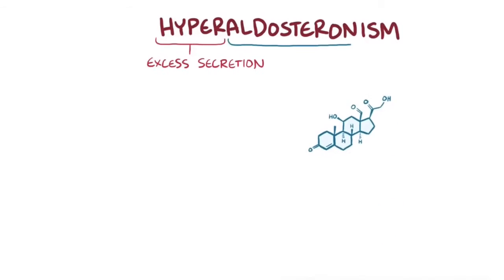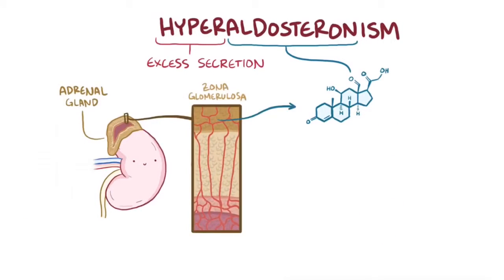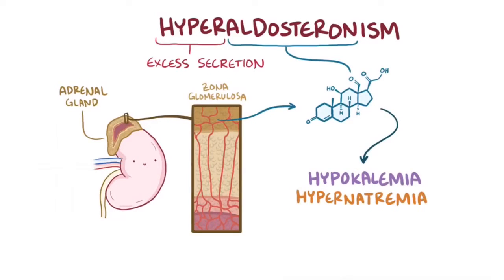Alright, as a quick recap, hyperaldosteronism is the chronic excess secretion of aldosterone from the zona glomerulosa cells of the adrenal gland. And these high aldosterone levels can lead to hypokalemia, hypernatremia, hypertension, and a metabolic alkalosis.